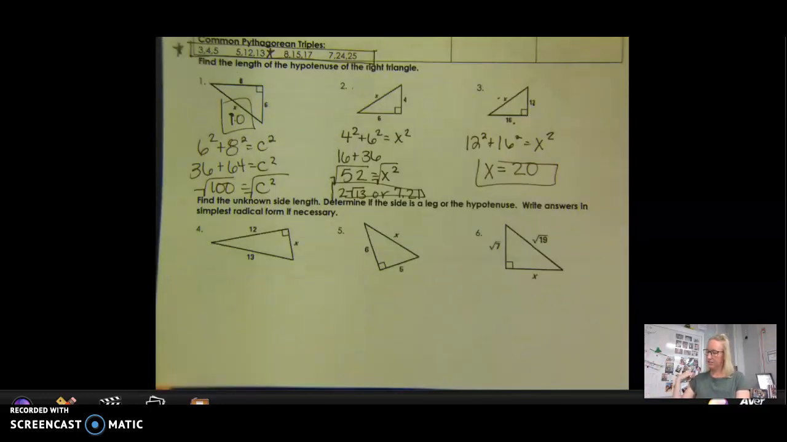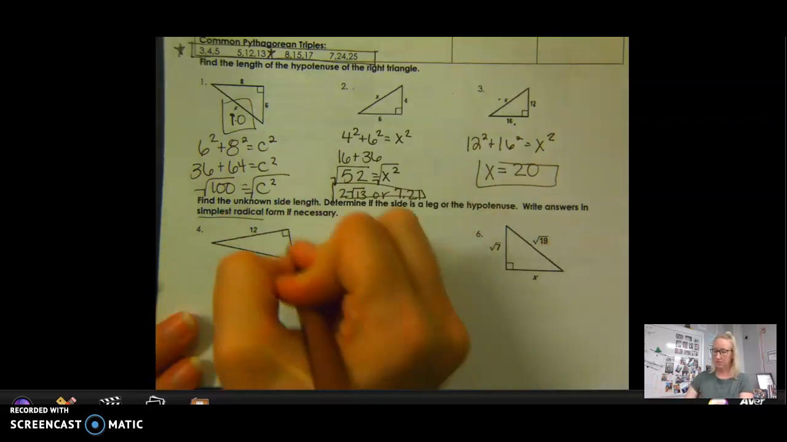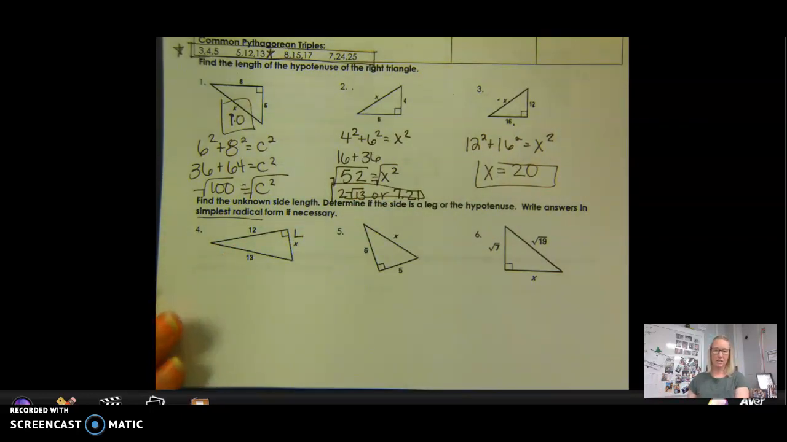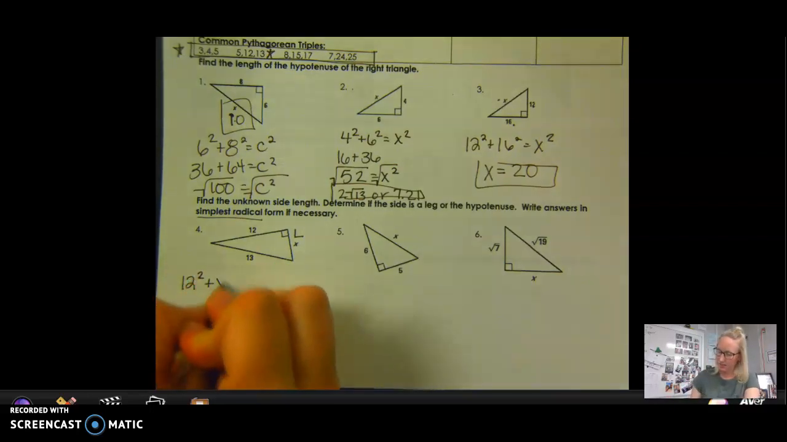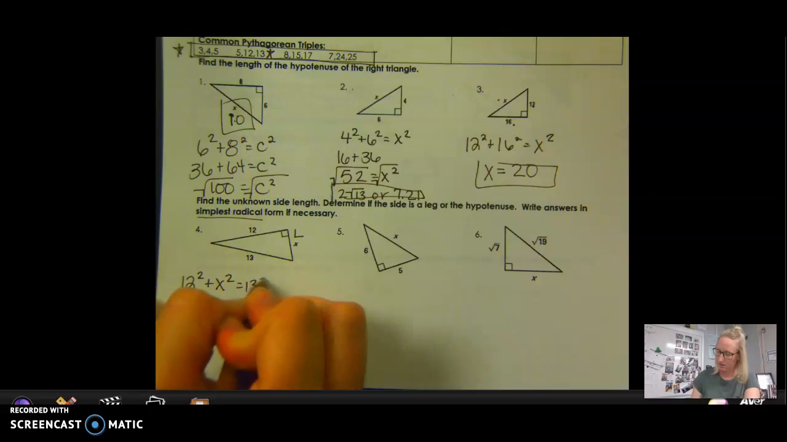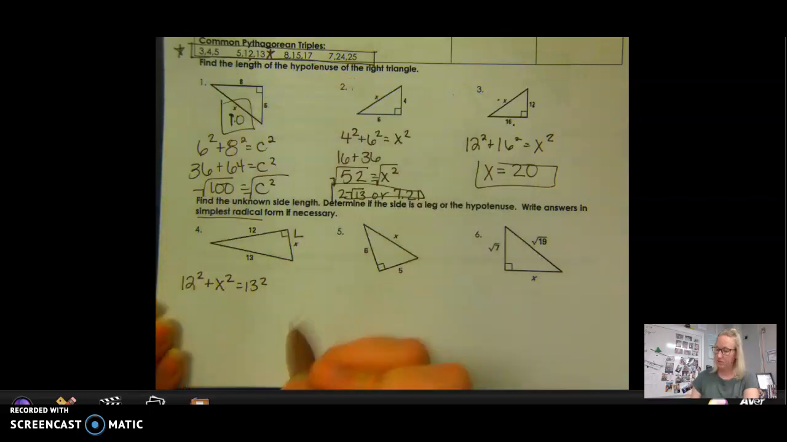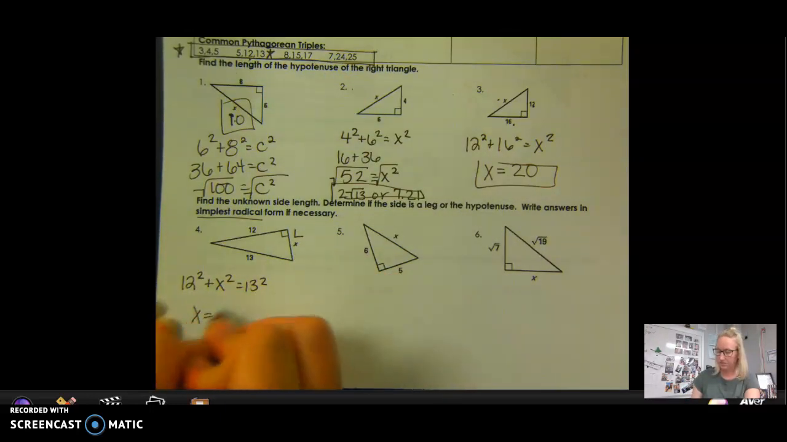Find the unknown side length. Determine if the side is a leg or hypotenuse. Write in simplest radical form. So they want simplest radical form. The missing side length on this one is a leg. So we're going to do 12 squared plus x squared equals 13 squared. If you notice, that is a triple. That's a 5, 12, 13. So x is actually 5.